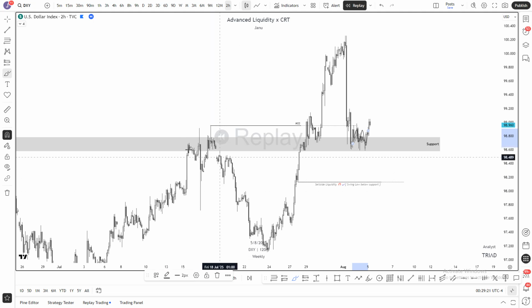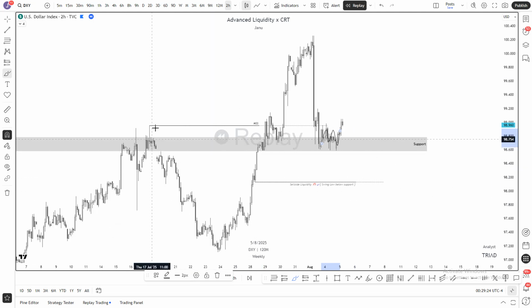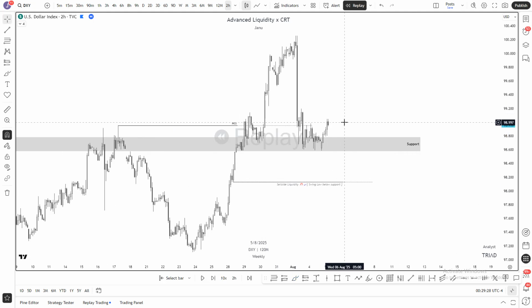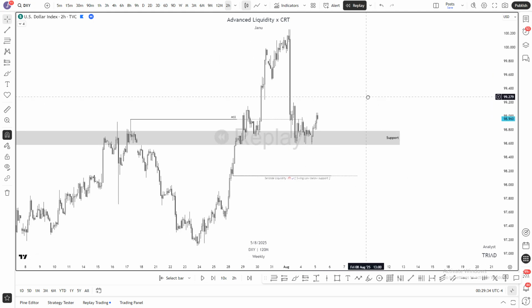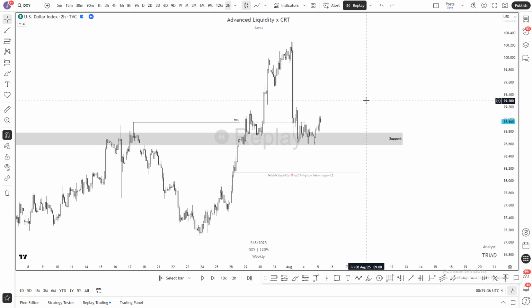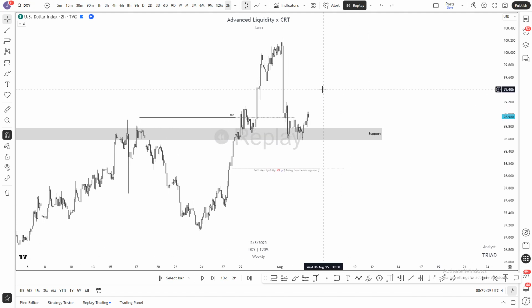People are buying, I don't know what they're buying, breakers, support, bullish market structure shift. They created a scenario where buying looked possible. Okay, so that was the main idea for me to short the dollar and to be long on FX.